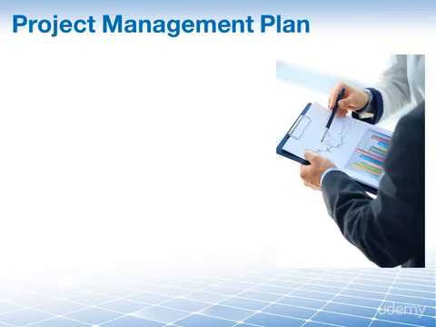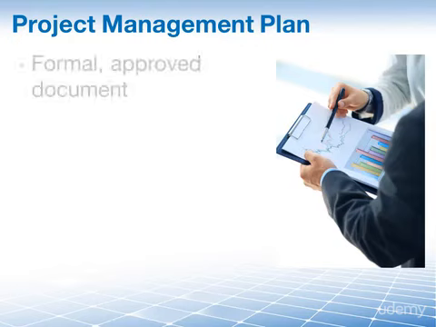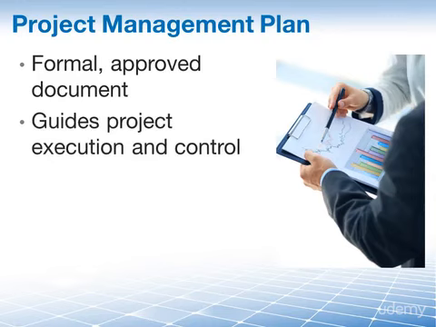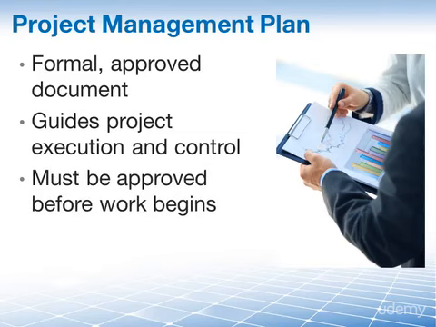The project management plan, according to the PMBOK guide, is the document that describes how the project will be executed, monitored, and controlled. It is usually a formal written document that is signed and approved. It guides project execution and control, and you cannot begin work on the project until the plan has been approved by the project stakeholders. Why do we need it here?